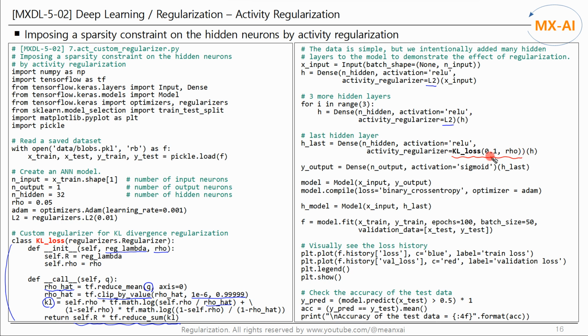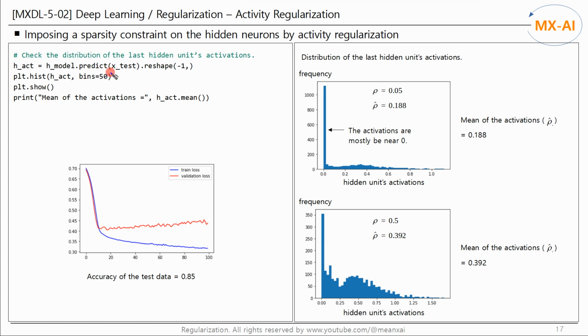The regularization constant is set to 0.1, and the desired output rho is set to 0.05. This will result in the average output of the last hidden layer being around 0.05. Create and compile the model for training. Then we create another model to check the outputs of the last hidden layer. Since this is not for training purposes, we don't need to compile it. Let's train this model and check the results. Once training is complete, input test data into this model and check the outputs of the final hidden layer.